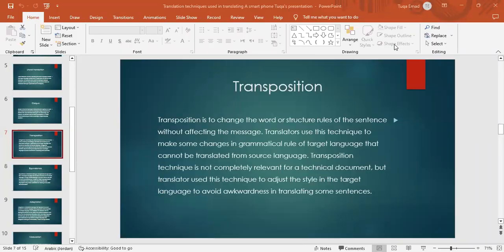Transposition is replacing one word with another without changing the meaning of the message. Molina and Albir 2002 say that transposition is the act of replacing and changing a structure rule of the sentence, which is changing the word or structure rules of the sentence without affecting the message. Translators use this technique to make some changes in grammatical rules of the target language that cannot be translated from the source language. Transposition technique is not completely relevant for a technical document, but the translator used this technique to adjust the style in the target language to avoid awkwardness in translating some sentences.